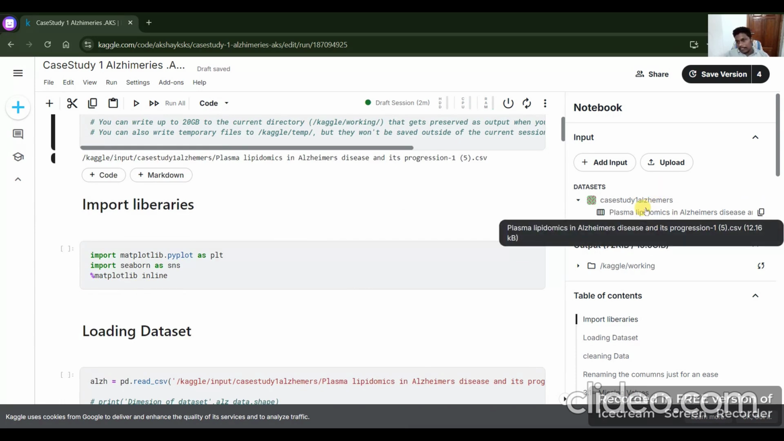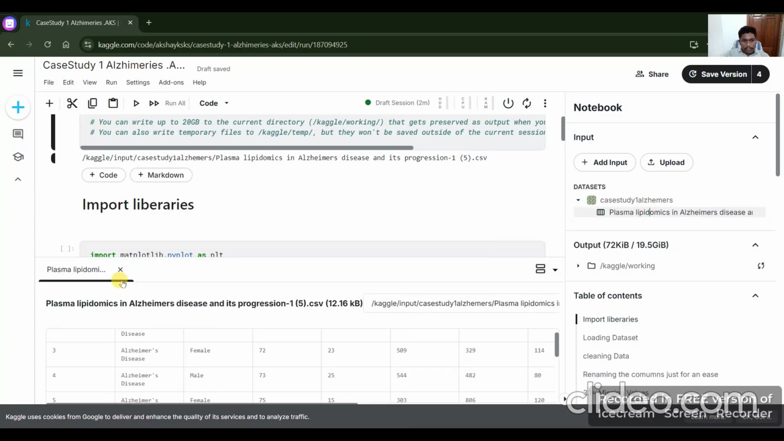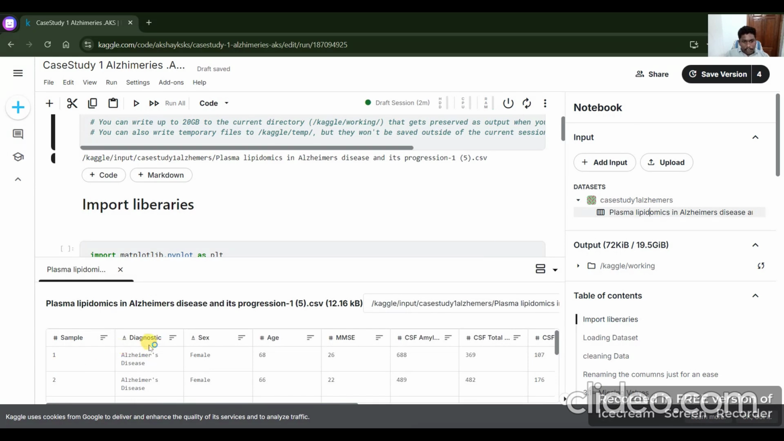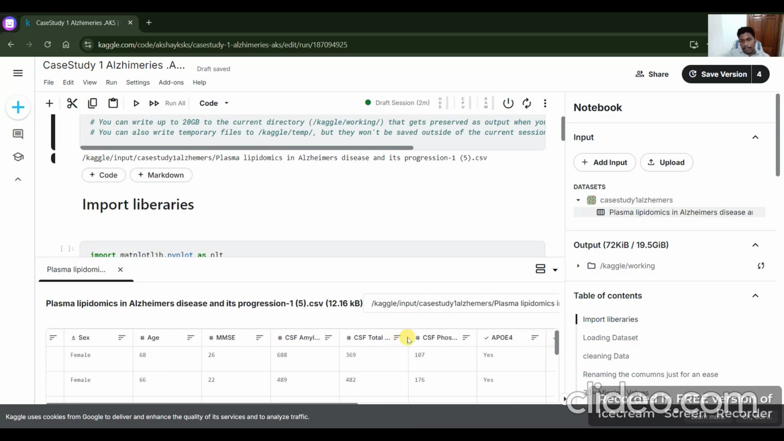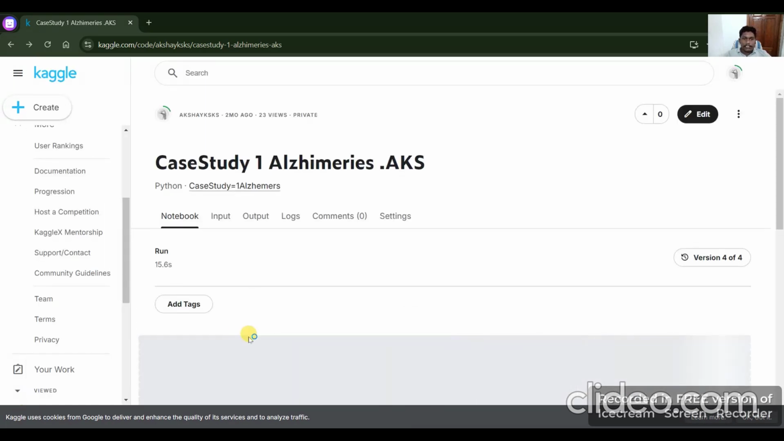Here, in this dataset, we can see diagnosis: Alzheimer's disease, sex: female, age 68, MMSE, CSF amyloid, CSF total tau, CSF phosphorylated tau, and APOE4. This is the dataset.